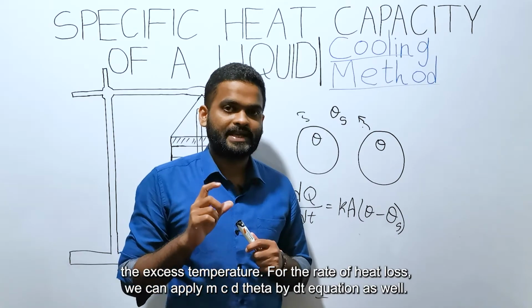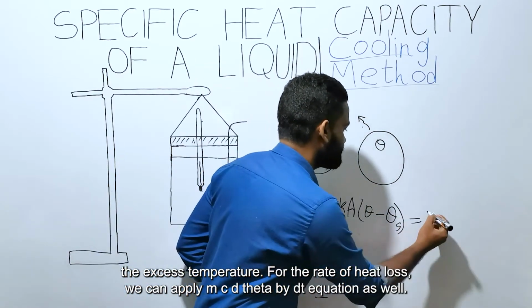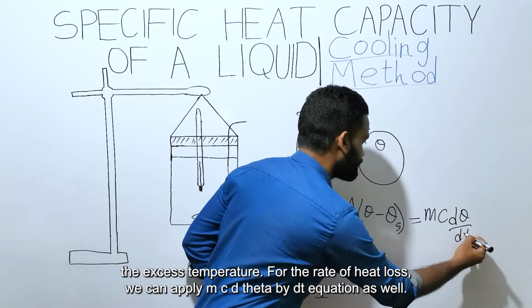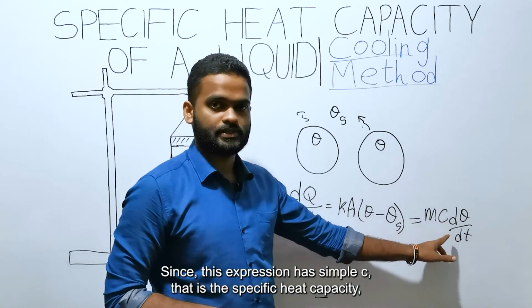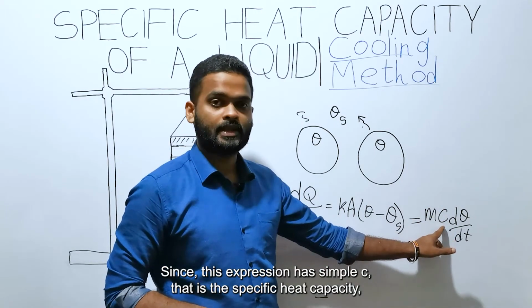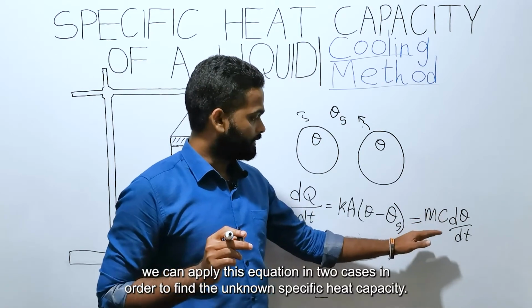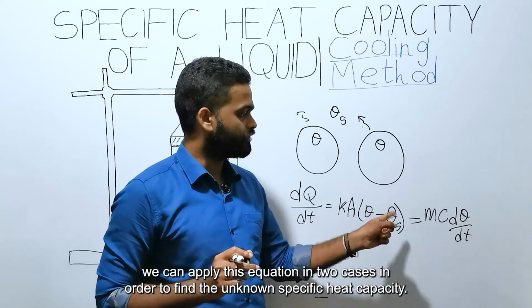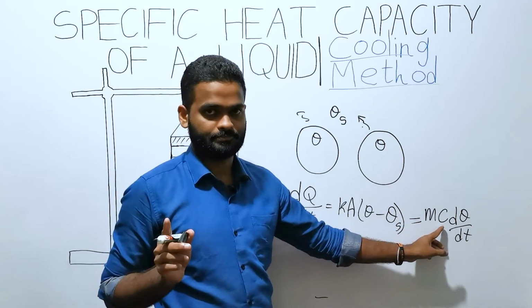For the rate of heat loss, we can apply the mc d theta by dt equation as well. Since this expression has symbol c, that is the specific heat capacity, we can apply this equation in two cases in order to find the unknown specific heat capacity.